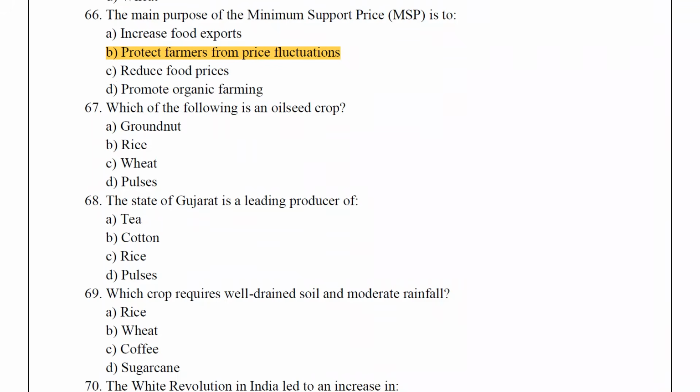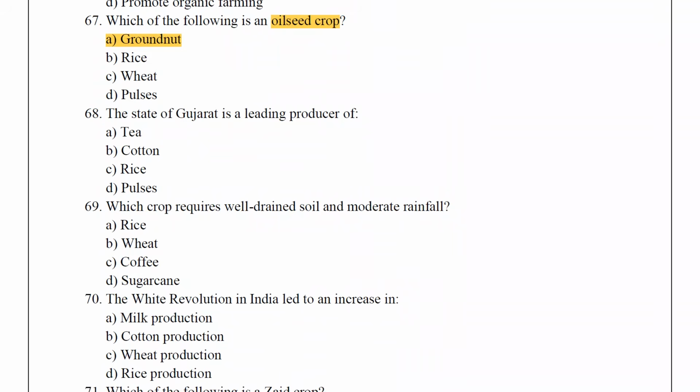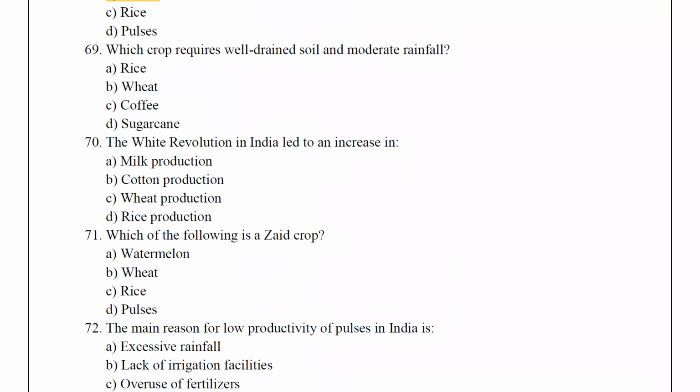Which of the following is an oilseed crop? Groundnut. So oilseed crop is groundnut. The state of Gujarat is a leading producer of cotton. Which crop requires well-drained soil and moderate rainfall? Coffee. So coffee needs well-drained soil and moderate rainfall.